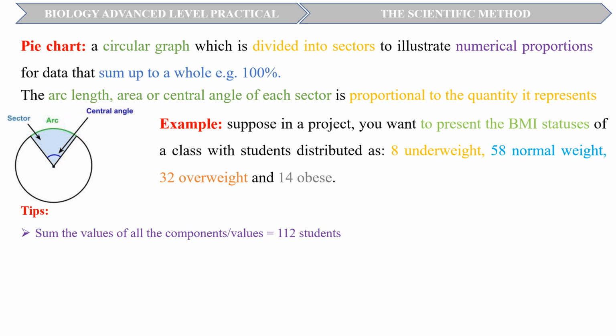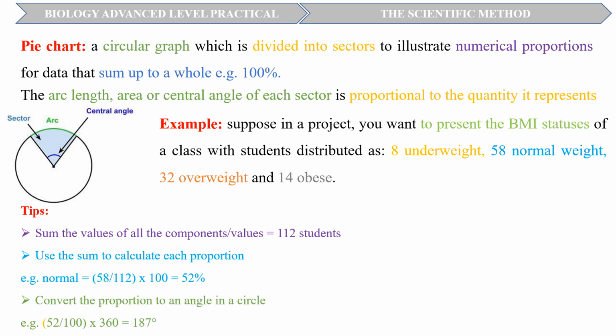To plot a pie chart, first sum the values of all the components. Summing the subjects in this study gives 112 students. We then use the sum to calculate each proportion. For example, the students with normal weight will constitute 52% of the students.